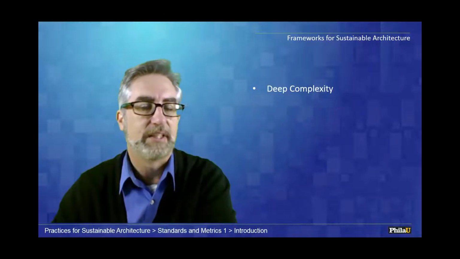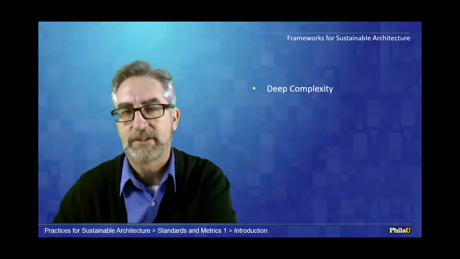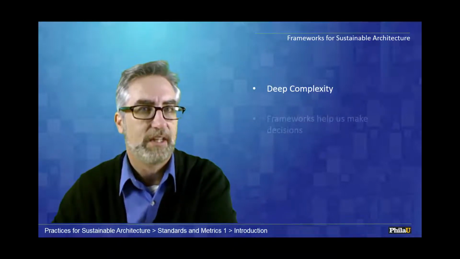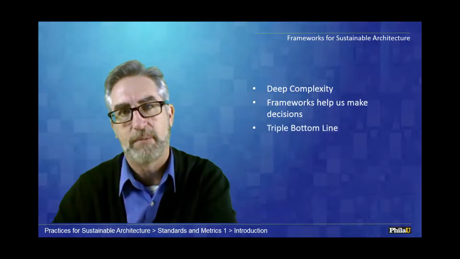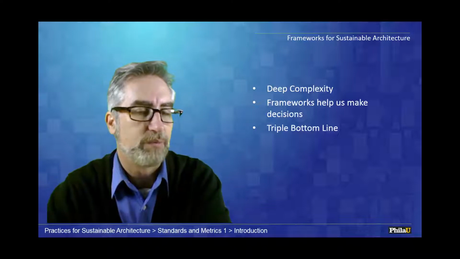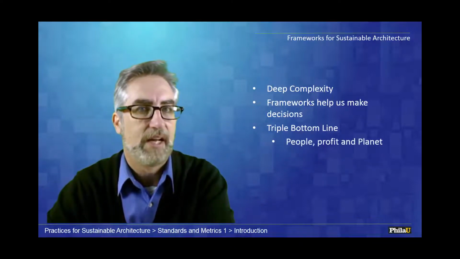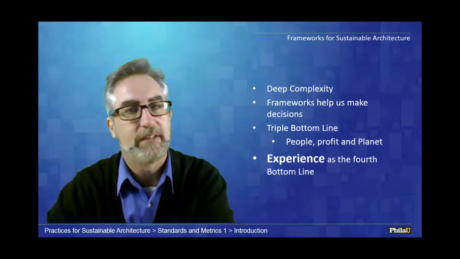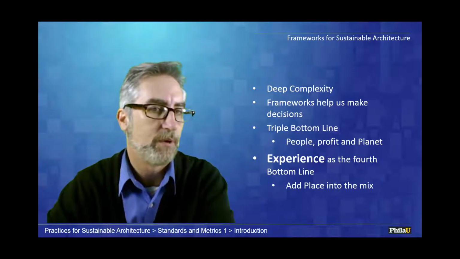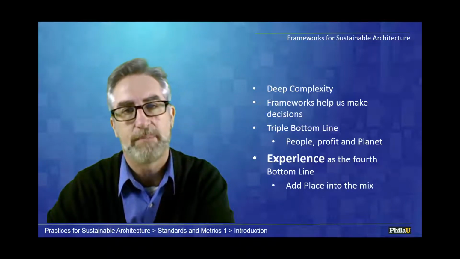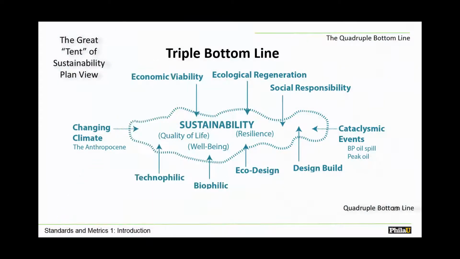Furthermore, I think that sustainability is a really, really deep and complex topic, and anybody who sits down to try to figure it out really struggles. So frameworks help us make decisions and think about problems in a reliable way. The triple bottom line is probably the most well-established framework for sustainability: people, profit, and planet. However, I'd like to propose the addition of experience as the fourth bottom line, the idea that place could come into the mix: people, profit, planet, and place. Because if it's not beautiful, it's not sustainable, says Lance Hosey from his book.